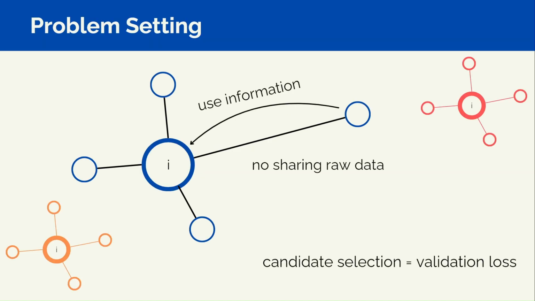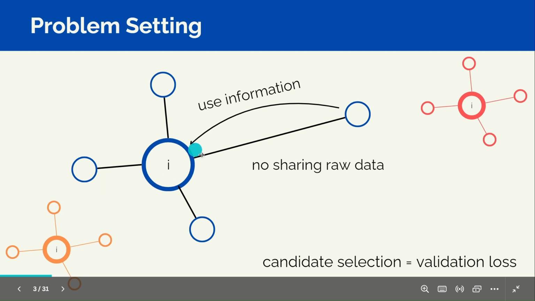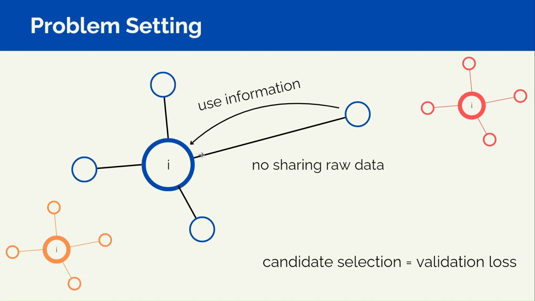So the idea is that we have client I having a very small amount of data, and we want to use information from other clients to train the model for client I. The problem is we cannot share raw data between clients. So how do we share the knowledge or information?